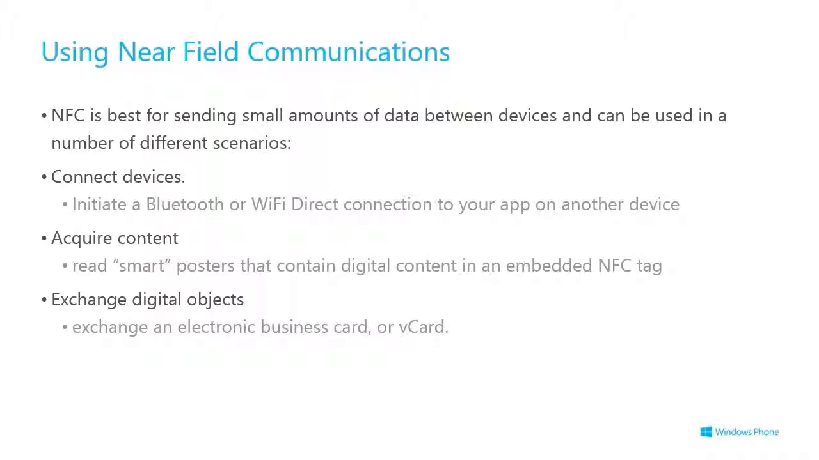So there are 3 scenarios that we can use this for. First of all, as a way of initiating a higher bandwidth connection. So you can use it to set up a connection, a tap to connect kind of thing. So it will set up a Bluetooth, it says Wi-Fi direct, that's actually not right, or a Wi-Fi infrastructure connection. So if you're on the same Wi-Fi LAN or whatever, you can set up a Wi-Fi connection. Wi-Fi direct is supported by Windows 8, but not by Windows Phone 8. Or you could read a tag, smart posters that have digital content in an embedded NFC tag, or it can be used for exchanging small amounts of data directly, like an electronic business card, V-cards, for example.